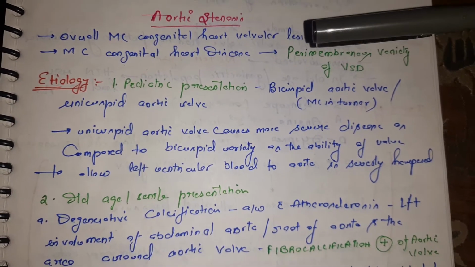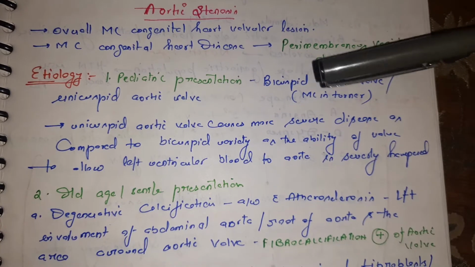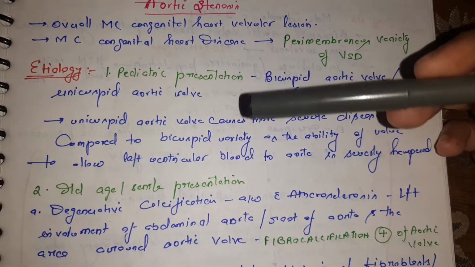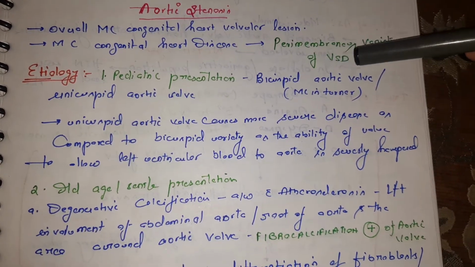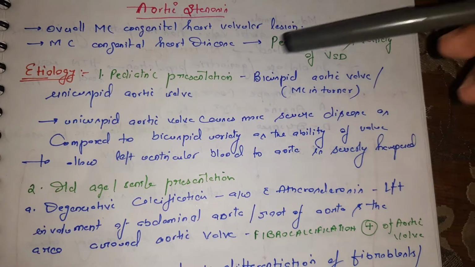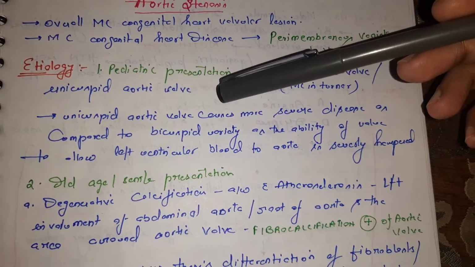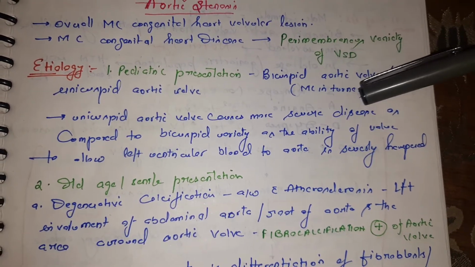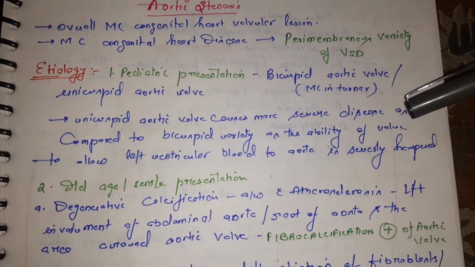Okay, so the etiology could be, as we know, there would be narrowing. So there are many etiologies for this. For example, there can be pediatric presentation and senile presentation. In pediatric, we will see the bicuspid aortic valve is involved, or it can be unicuspid. Bicuspid is seen in Turner syndrome. Then unicuspid aortic valve causes more severe disease as compared to the bicuspid variety, as the ability of the valve to allow left ventricle blood to the aorta is severely hampered.